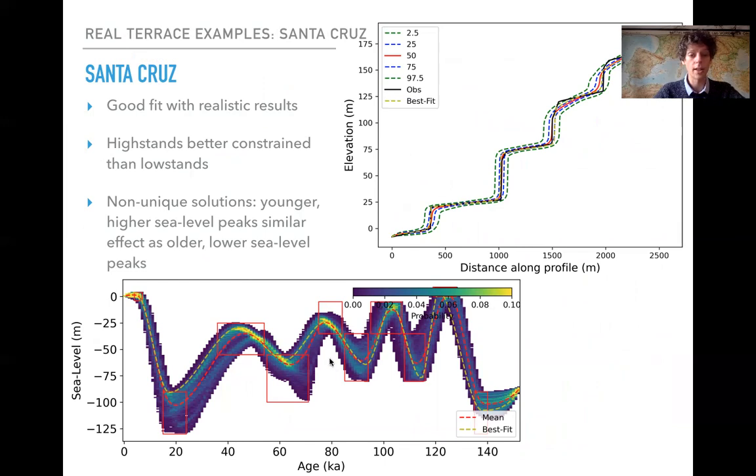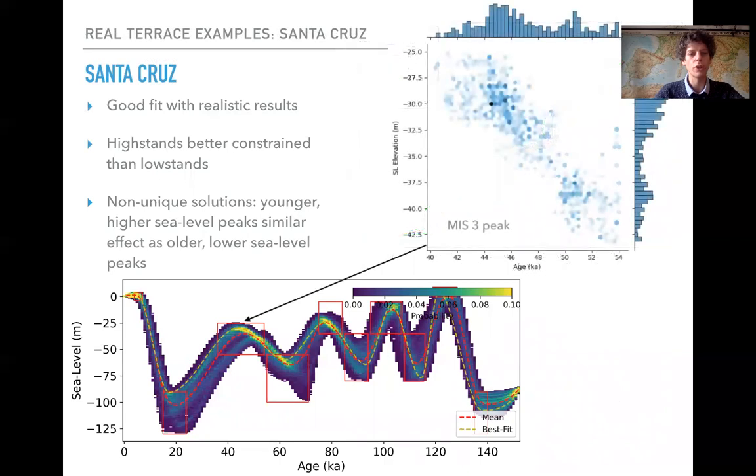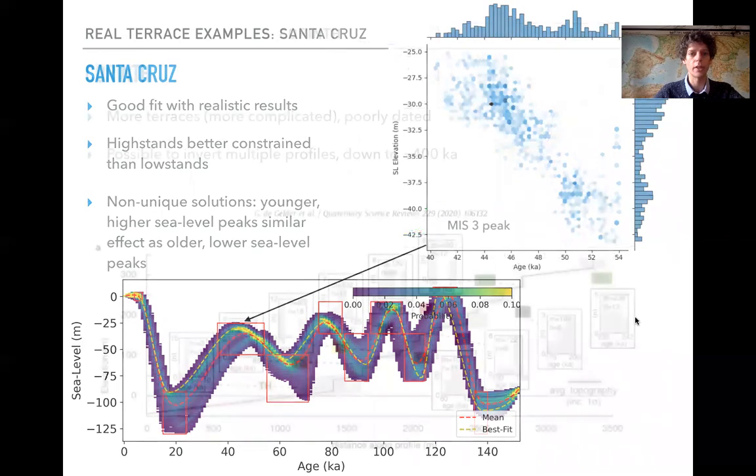What is interesting is that high stands tend to be better constrained than low stands, which sort of makes sense intuitively. But also, like I mentioned in the synthetic profile before, there's also a certain non-uniqueness to solutions for these high stands, where younger and higher sea level peaks seem to create similar terraces as older and lower sea level peaks. So that's an interesting element to consider.